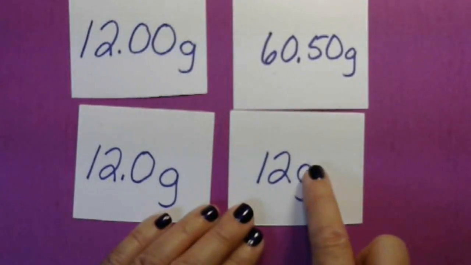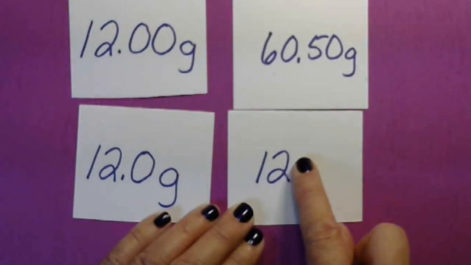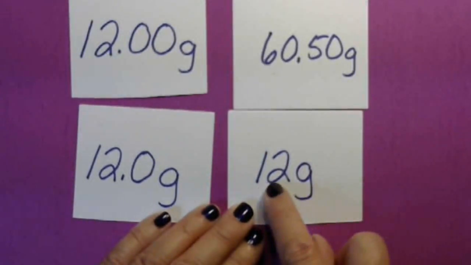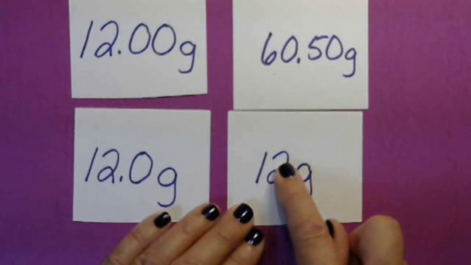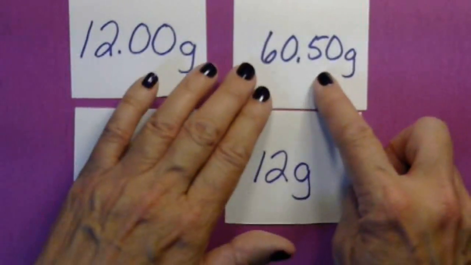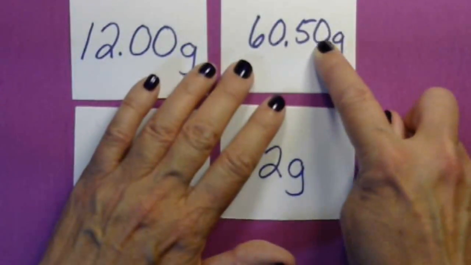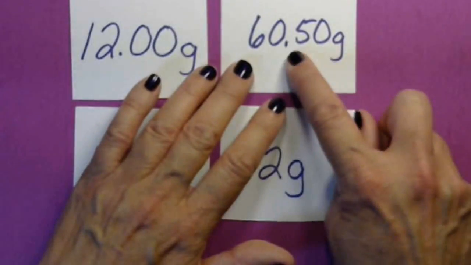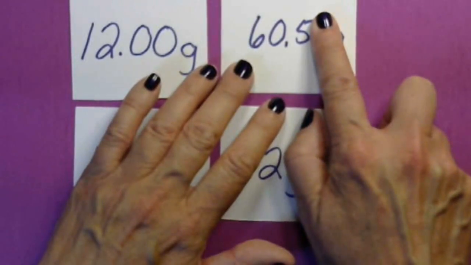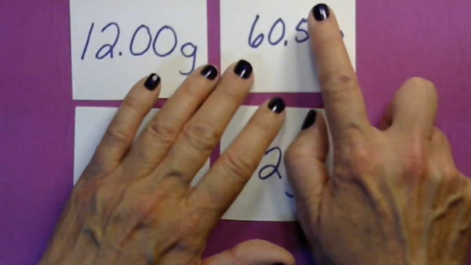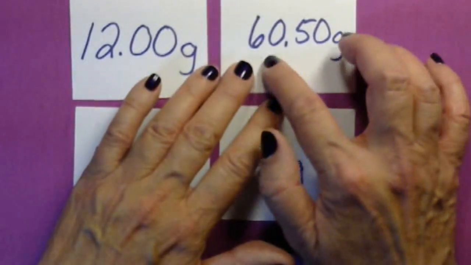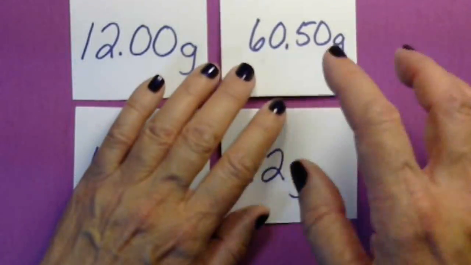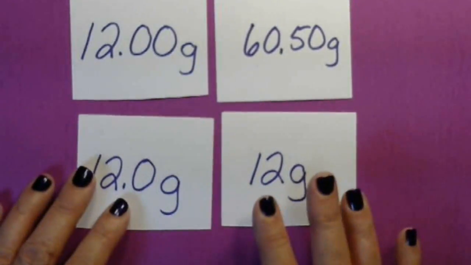Right? If they meant the tenths place, they should have had 0.0. If they meant the tens place, they should have just read 10 grams and not 12 grams. So here is the place of uncertainty. And the place of uncertainty here is the hundredths place. Once again, if they meant the tenths place, they would have written it as 60.5. If they meant the ones place, they should have written this as 61 grams, not 60.50. So now we know the place of uncertainty.